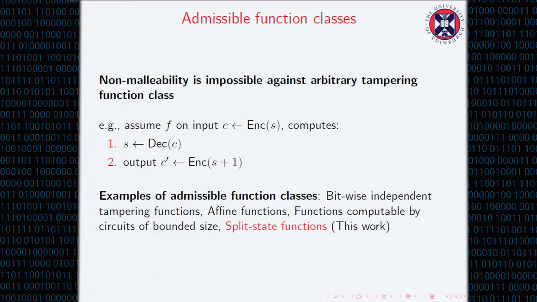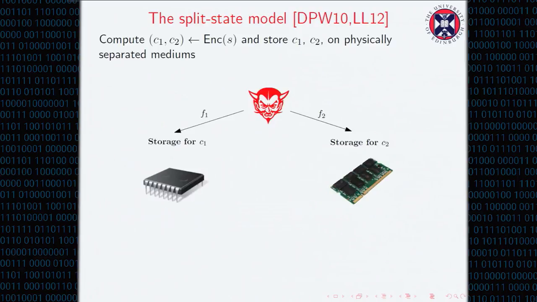There are many interesting models that have been considered so far. In this work, we consider the split-state model, which was also considered in DPW and the Liu and Lysyanskaya paper, 2012. In this model, we assume that memory is physically separated in two parts. So we have two memories that are physically separated. And the encoder, for any message S, just produces a pair C1 and C2, and we store those two strings separately in those two physically separated memories.